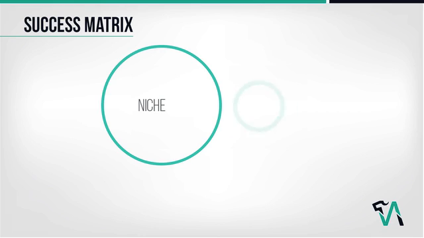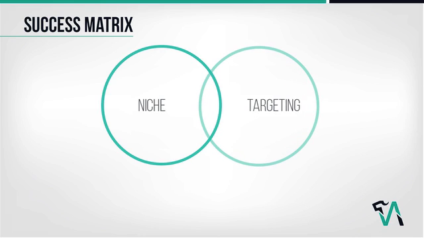So the second circle in this matrix is targeting, and we're going to get into this in a lot more detail throughout this course, but I'm just introducing it to you now so you can begin to understand as we get further down the road how all of this ties in together. So the targeting is specifically how you are finding the people within your niche and putting an ad or an offer in front of them.